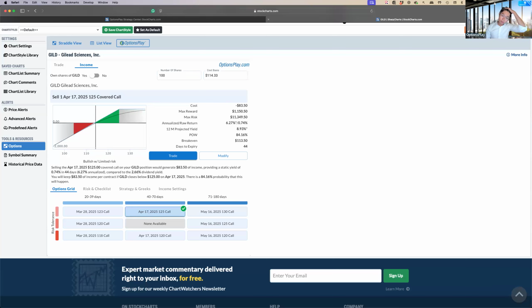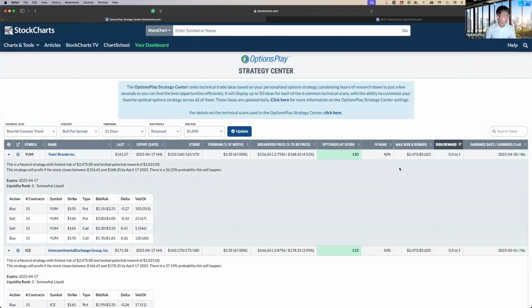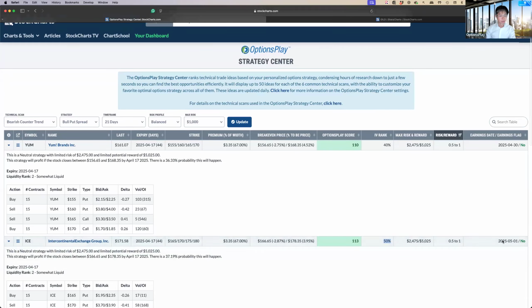What is IV rank? IV rank is comparing the current implied volatility to its own 52-week history. For example, an IV rank of 40 means that for Yum Brands, if you look at the range of implied volatility over the last year, it's not the 40th percentile, it's 40% from the min to the max over the past year. So 50% means that it's dead center in the middle of what the min and the max was over the past year for Intercontinental.